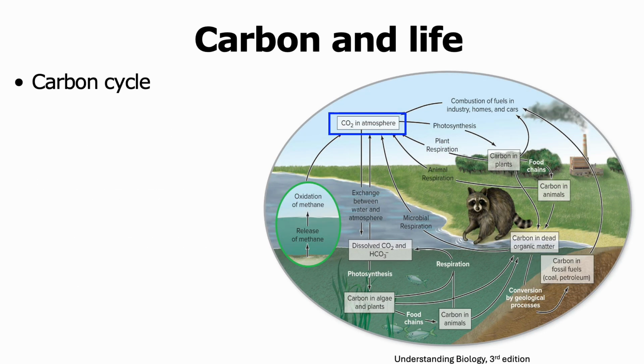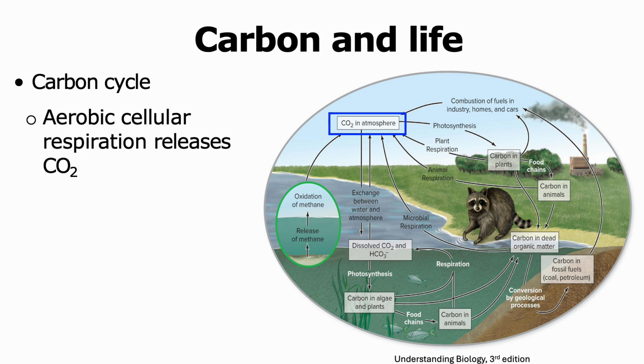Carbon dioxide can be returned to the atmosphere through the process of aerobic cellular respiration that can happen in all organisms, including microbes, plants, and animals, whether they be on land or in water. Additionally, human activity that requires burning of fossil fuels can also release carbon dioxide into the air.